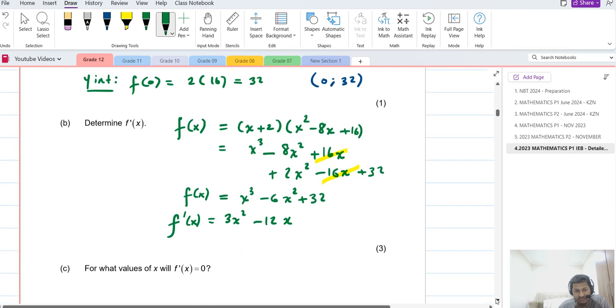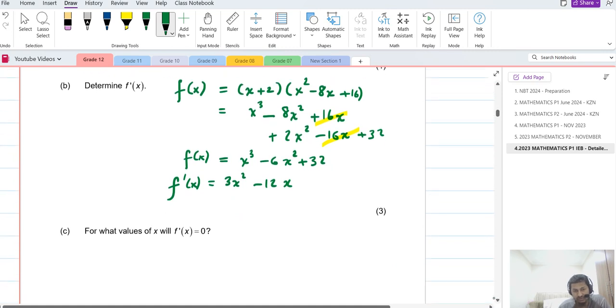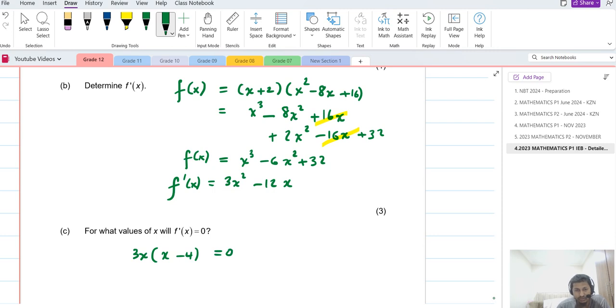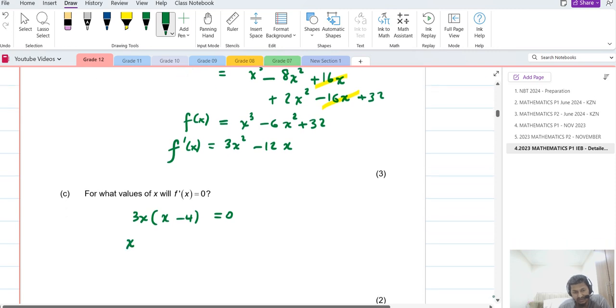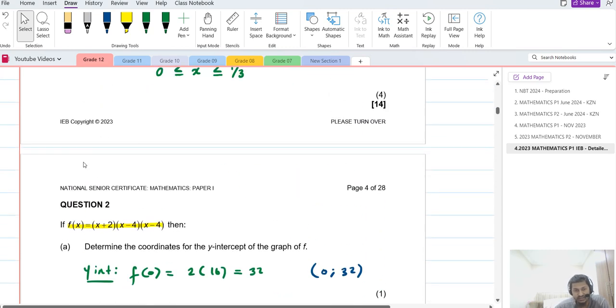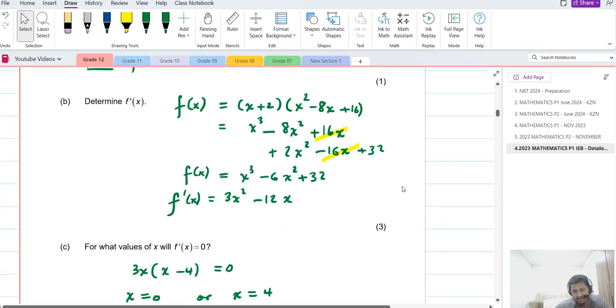Now, for what values of x will f prime x equal 0? So we're going to take out 3x as a common factor, and we are left with x minus 4 equal to 0, because 3x squared, just left with 1x there. Minus 12 divided by 3 is minus 4. x and x cancels out. Yes, that's correct. So now what we have is x equals 0 or x is equal to 4. So remember, when f prime x is equal to 0, we are solving for turning points, and we can see that this graph is a positive graph, right? So you know what the shape will look like.